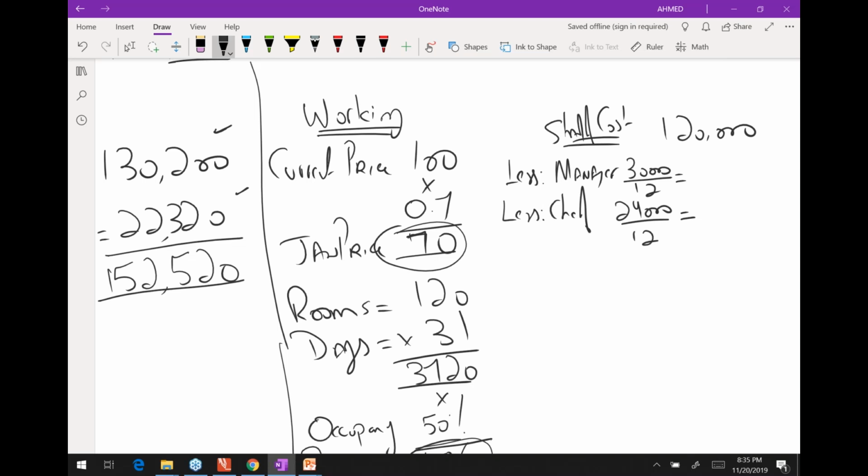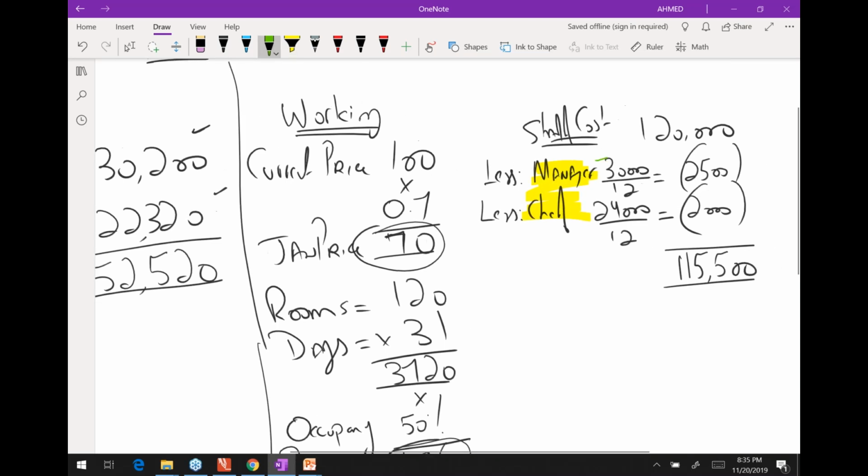Okay, so this is 2,500 and this is 2,000. So once I deduct, I will get 115,500, because this is not an incremental cost for January. This is a committed cost, and being a committed cost, this is not relevant. I hope this is clear.